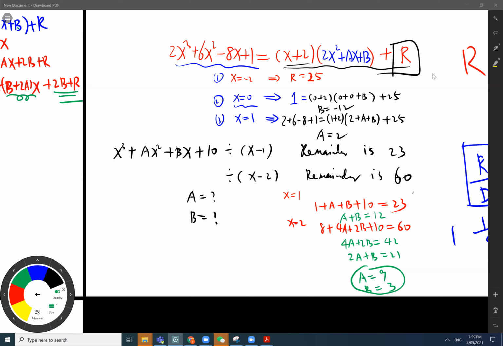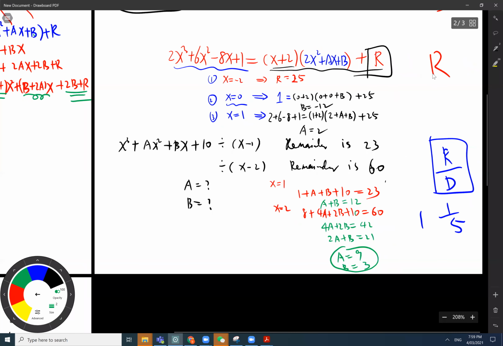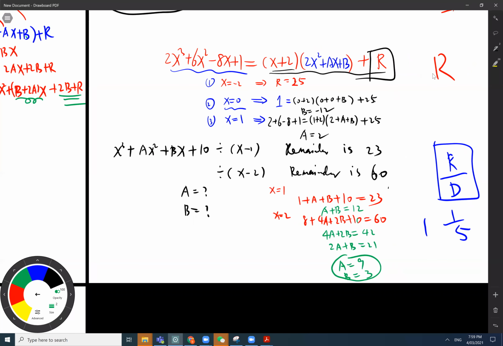Okay, understand this question? Leo, understand the question? Yeah. So polynomial divided by x minus a, remainder P(a). Okay, you substitute x equals a to make the whole thing 0.